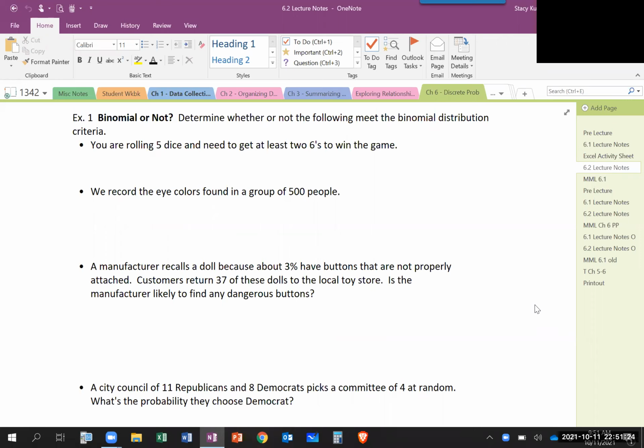Okay. Are there 2 outcomes? What are those outcomes? Republican or Democrat. And is the probability the same? No. Why do you say no? Because there are more Republicans than Democrats in the initial population. That shouldn't matter. Proportionally, that should not matter.